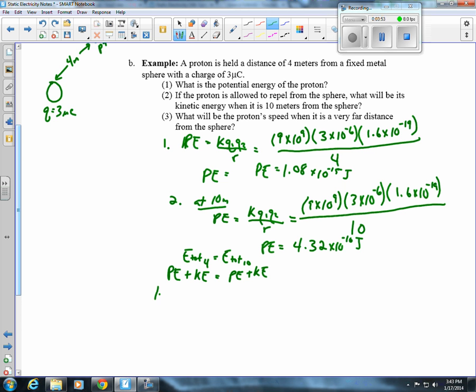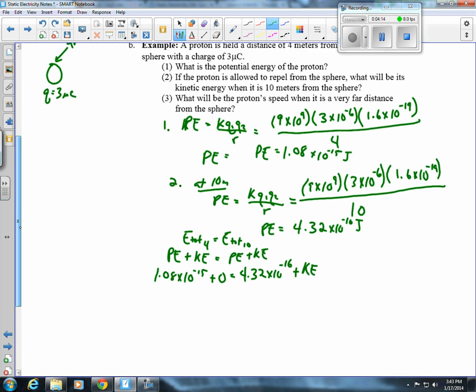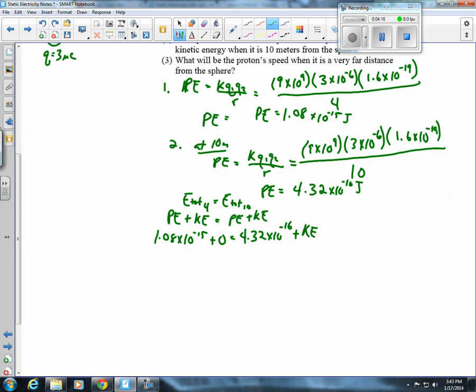Potential at 4 was 1.08 times 10 to the minus 15. Now I was holding it at 4, so it had no kinetic energy, equals potential energy at 10, which we just found was 4.32 times 10 to the minus 16. And we're trying to find the kinetic energy at 10. So now I would just subtract the 4.32 times 10 to the minus 16 from both sides.